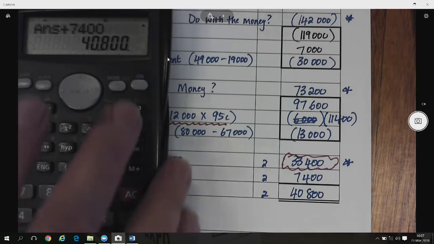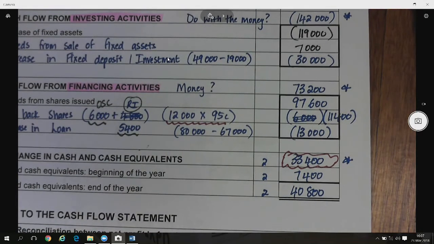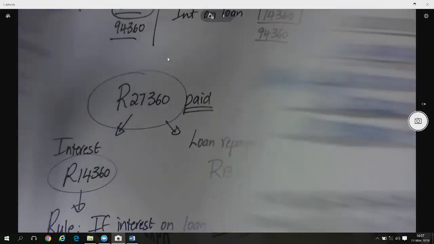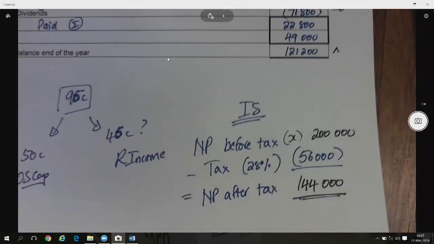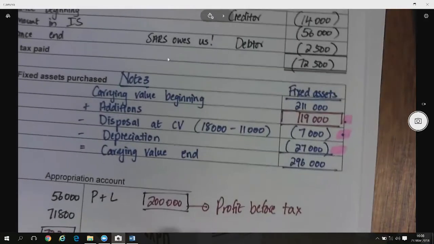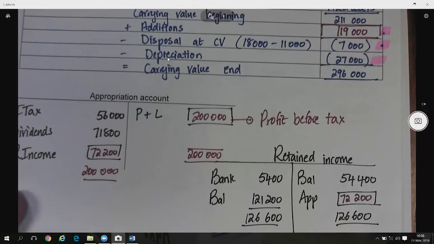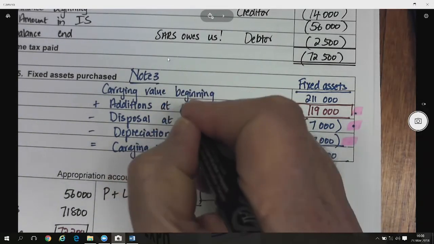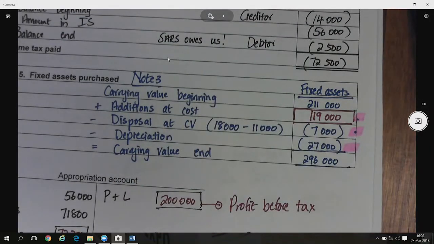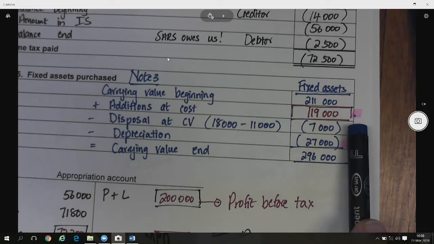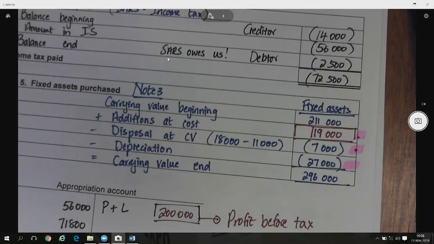So what did we use in this activity? Specifically, we used the calculation to calculate our net profit before tax. But we can also use the appropriation account to calculate the same 200,000 profit before tax. We use note number 3 to calculate the additions at cost. Additions at cost, remember we bought more, but we use the 190,000 money going out, 7,000 money coming in, depreciation we add in note number 1.